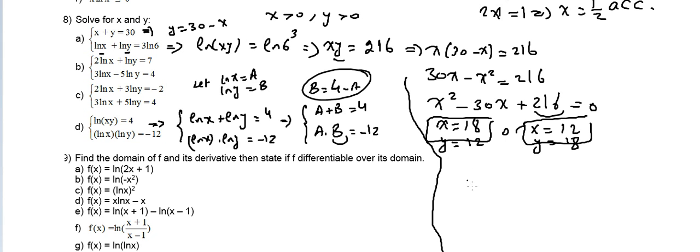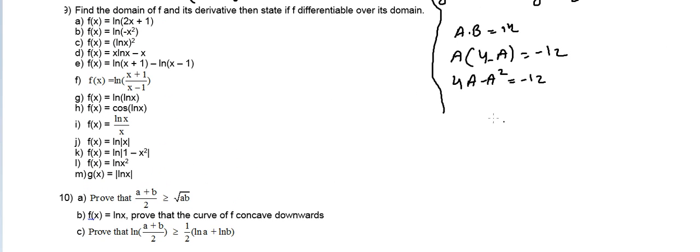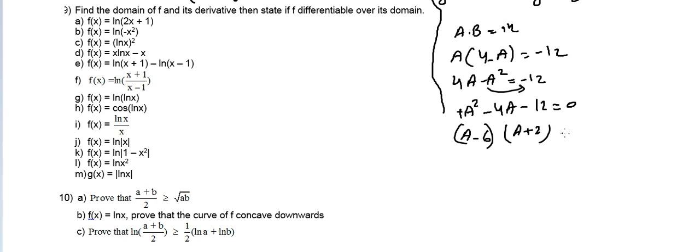So if b equal 4 minus a and a times b equal minus 12, I can replace b. A times 4 minus a equal minus 12. I multiply: 4a minus a squared equal minus 12. Take them all to the same side. Let me take them to the other side: a squared minus 4a minus 12 is equal to 0. If we factorize this, it will be a minus 6 into a plus 2. Or find it by delta. So either a equal to 6 or a equal to minus 2, right?